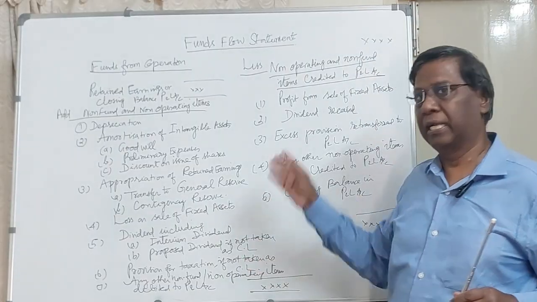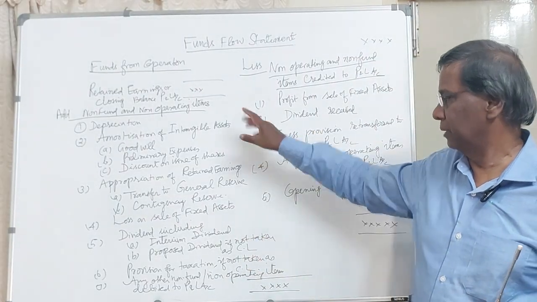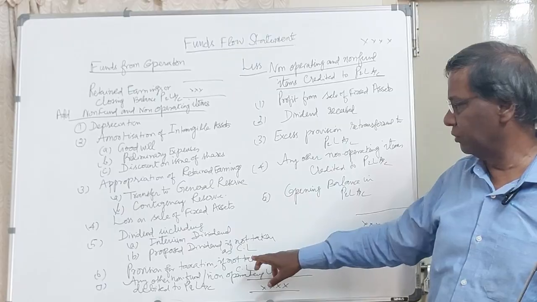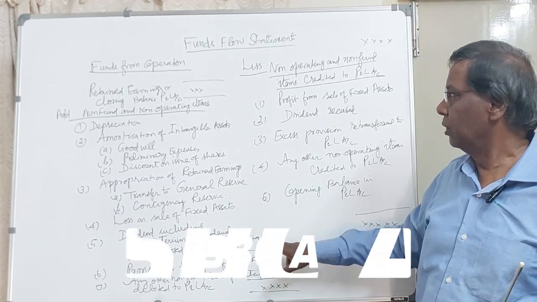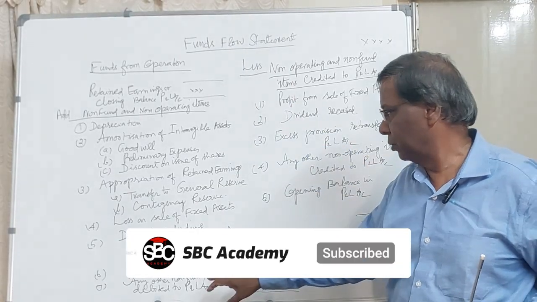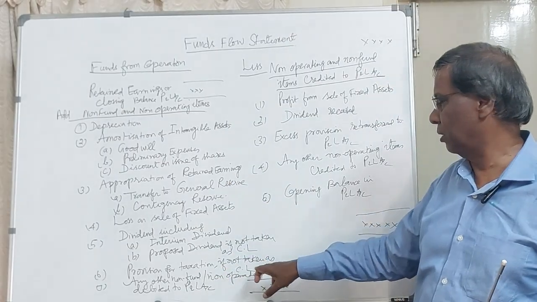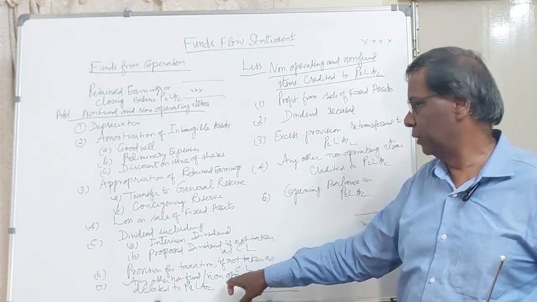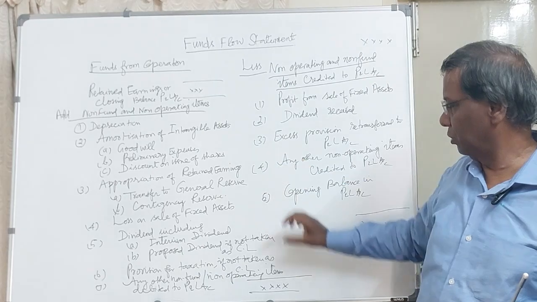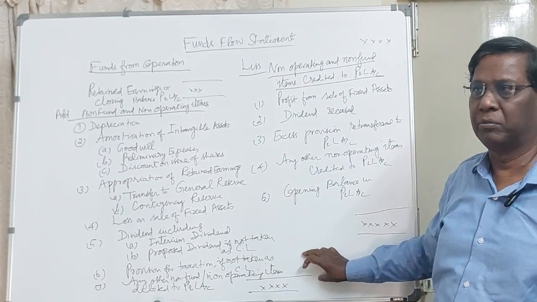If it's not taken in the current liability, you just add it here. Likewise, provision for taxes, if it's not taken as current liability, you just add back. So any other non-funds, non-operating items debited to the profit and loss account, you have to add back. So you are arriving at some amount.